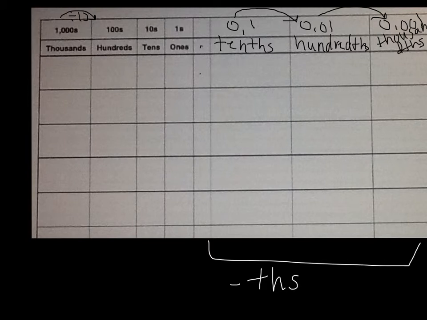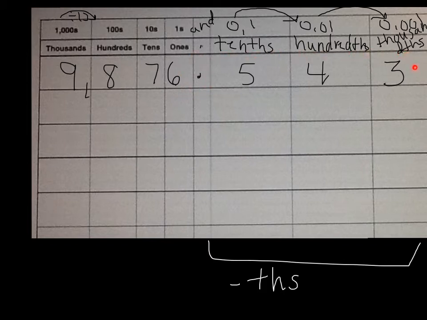So let's jot down a number here, and I'm going to ask you to read it. So if I wrote down 9, 8, 7, 6, 5, 4, 3. The decimal point means we say and. So here we have 9,876, and then we read this like a normal hundreds number because there are 3 numbers. So 543 thousandths. Who thinks they can read this number now?